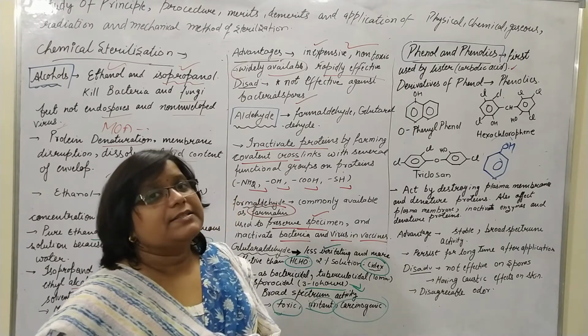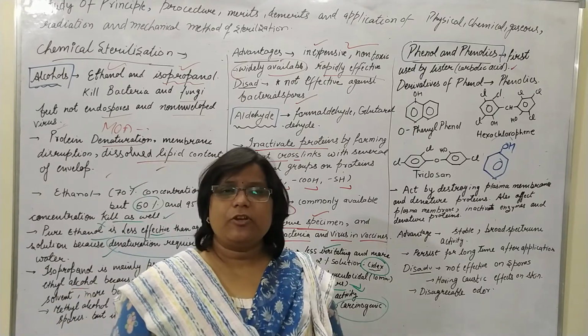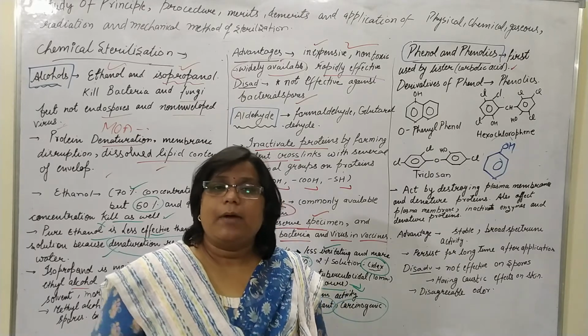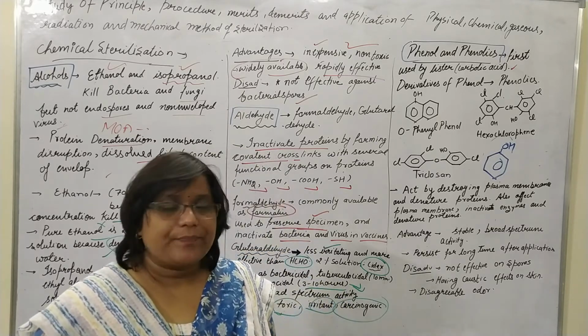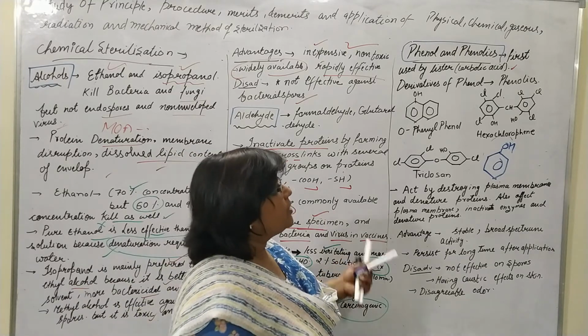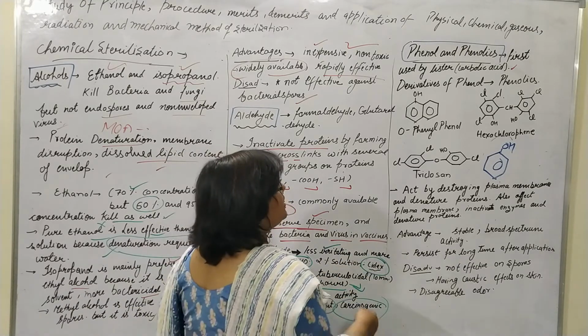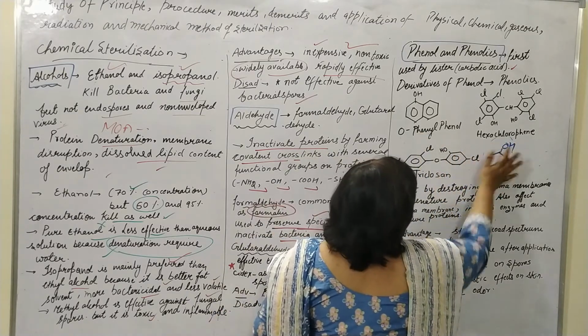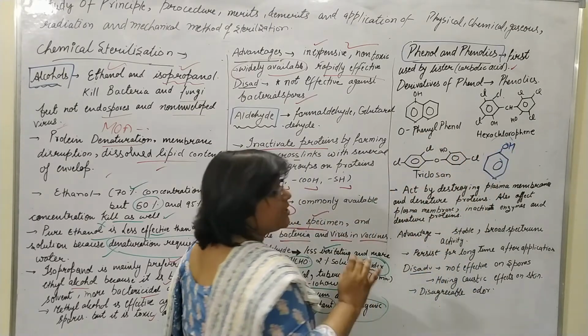But what do we mean by phenolics? There are some derivatives of phenol, and these are combinedly named as the phenolics. There are so many phenolics we are using as sterilizing agents, here the orthophenyl phenol, hexachlorophene, and triclosan.